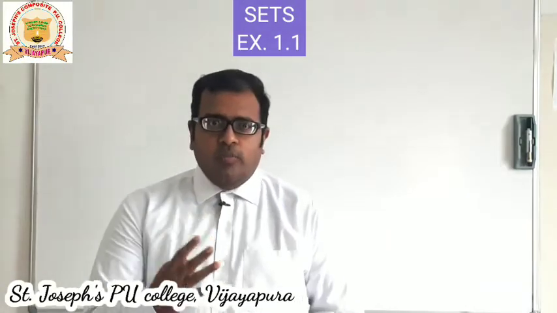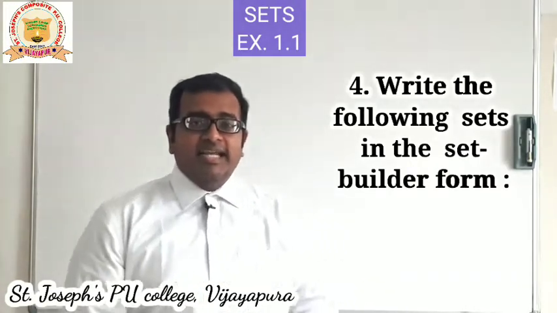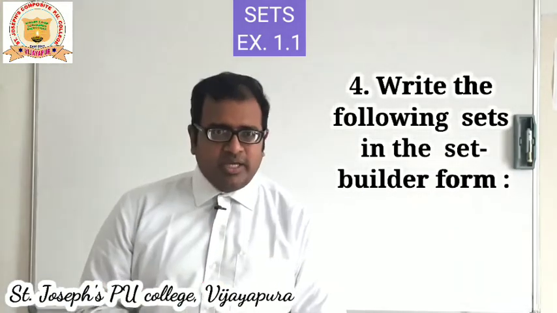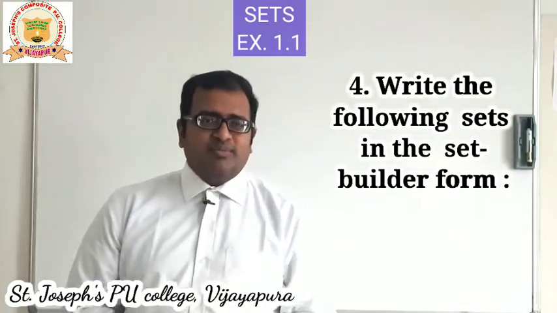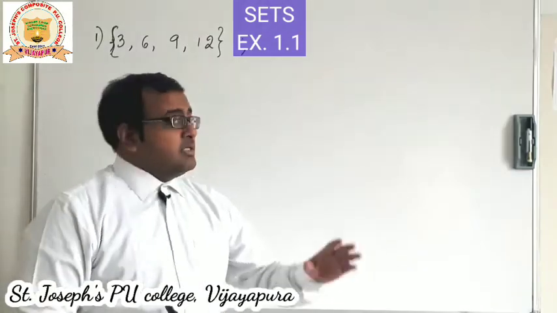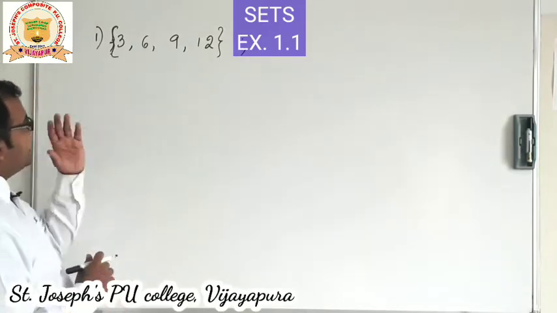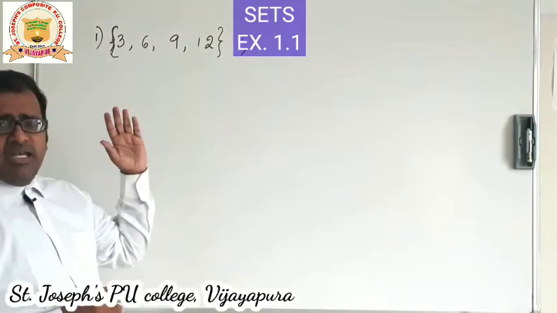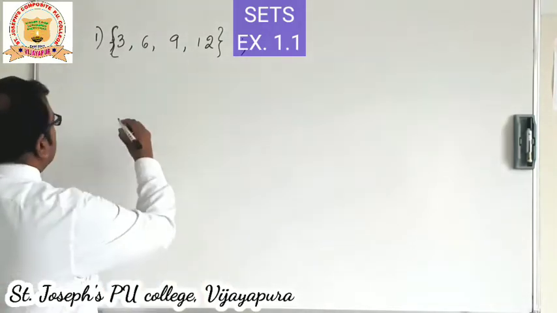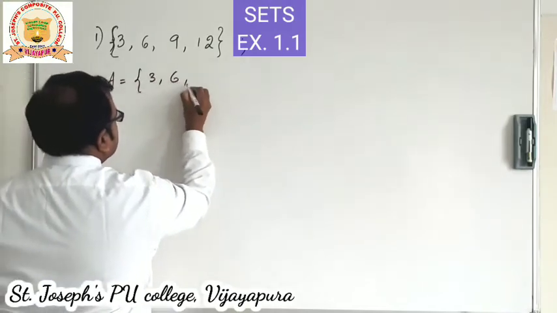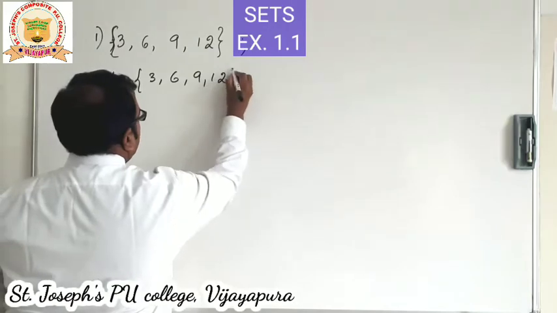Question number 4. Write the following sets in set builder form, means rule method. Okay. Let's go for first sub question. So first sub question: 3, 6, 9, 12. Okay, this is the given set. Let me give a name for the set. I'll call it A. A is equal to 3, 6, 9 and 12.